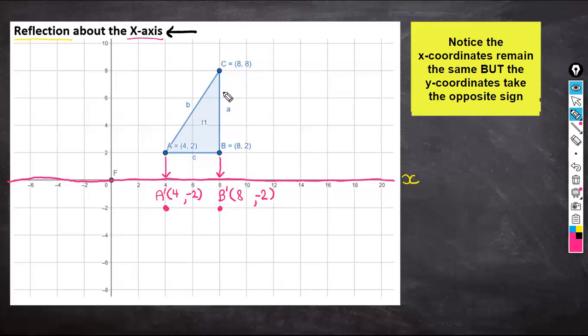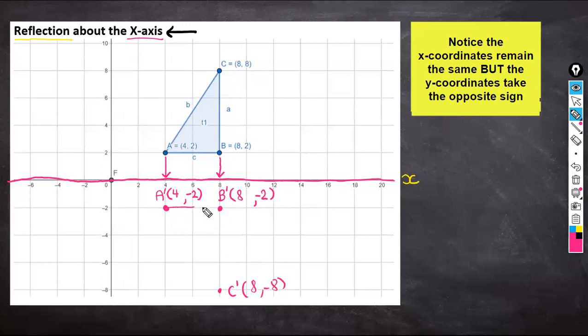And what about point C? Point C is how many blocks away from the mirror? Let's count it, starting from C. 1, 2, 3, and 4. At 4, we hit the mirror. So point C is 4 blocks away from the mirror. So on the other side, from the mirror, we have to count 4. 1, 2, 3, 4. Doesn't that look like a reflection if you connect all of those blocks? And his coordinates will be 8, minus 8.